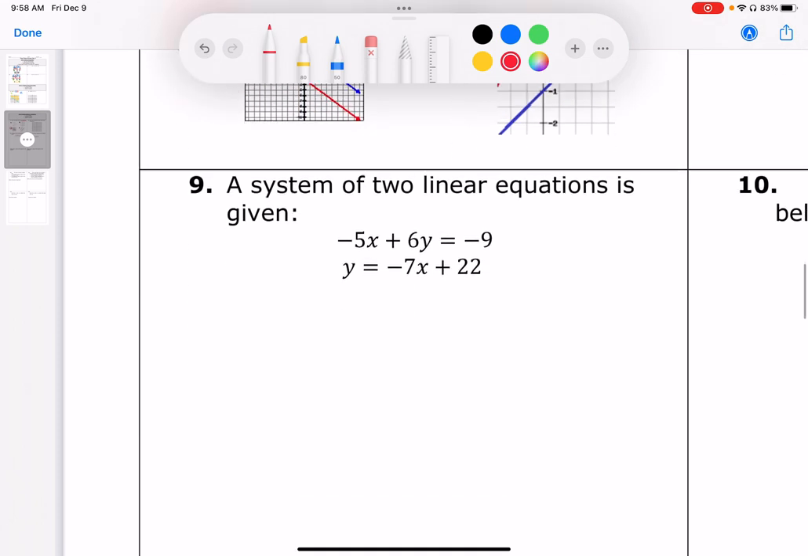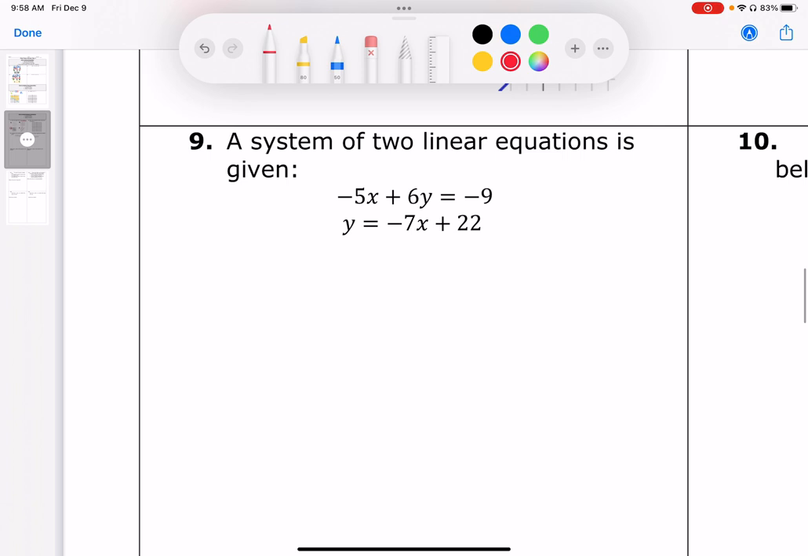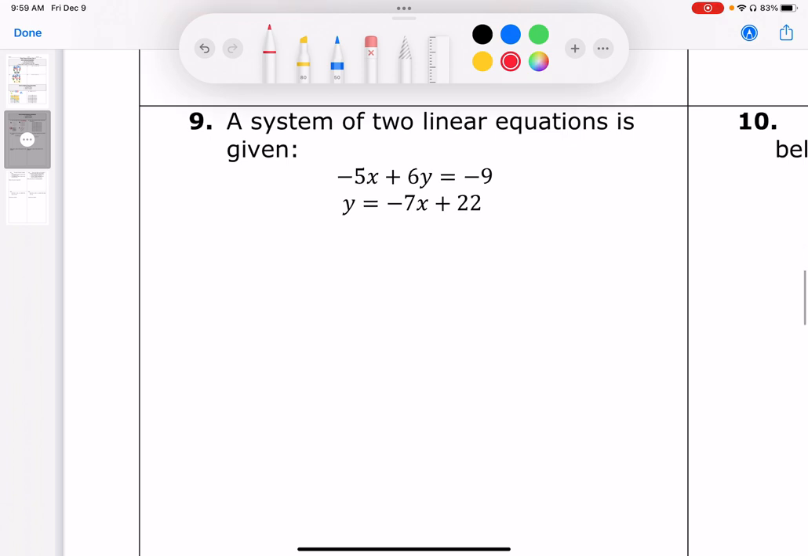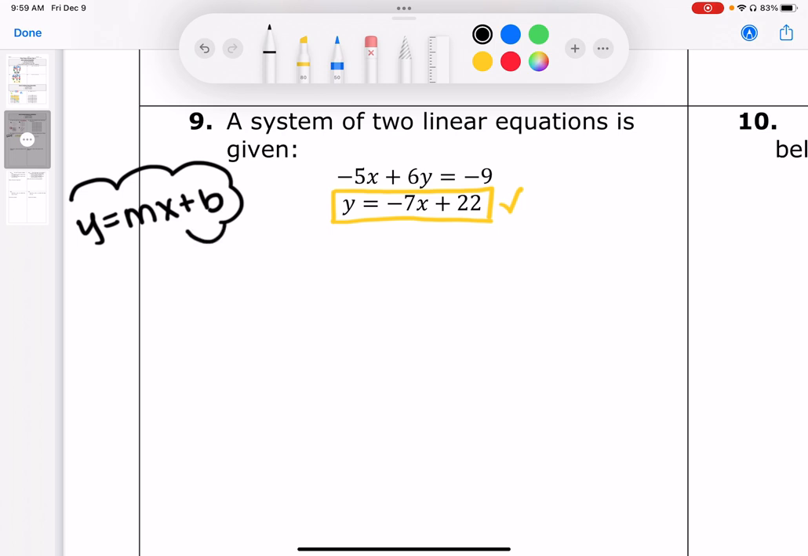Okay. Let's look at number 9. A system of two linear equations is given. So when I see this, first thing I should think is, oh wow, this one's already ready to go for me in Desmos. I don't have to do anything to it. The top one I do have to solve for y, because remember, in order for Desmos to give me a solution, it has to be in slope-intercept format, which is y equals mx plus b.